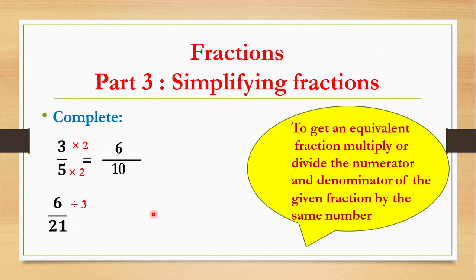So I'll divide 6 by 3. Also, I should divide 21 by 3. Okay, 6 divided by 3 equals 2. 21 divided by 3 equals 7. So the result is 2/7. In this case, we simplify 6/21 to 2/7. So if you get an equivalent fraction by division, in this case, you are simplifying the fraction. Let's take another example.